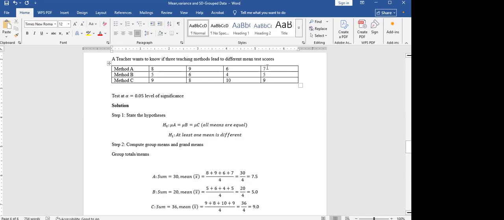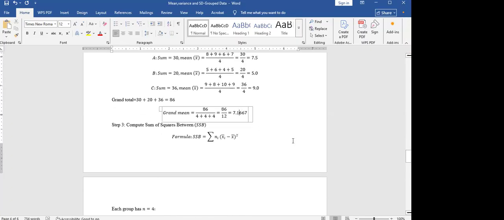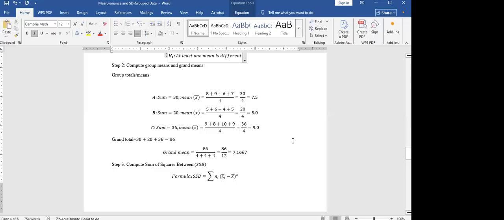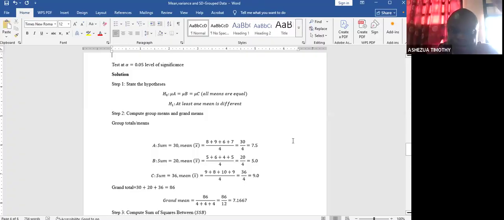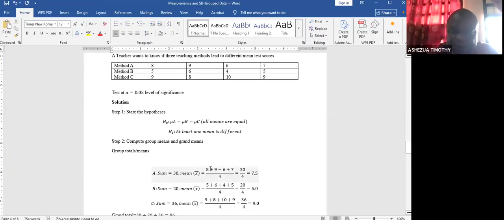Now, to get the mean, all you do is sum 8 plus 9 plus 6 plus 7. Your screen has gone off. It's showing, sir. Okay, that's fine. Now, you add 8 plus 9 plus 6 plus 7, divide by 1, 2, 3, 4, which is this. If you add, that will give you 30, divided by 4, and that's 7.5.